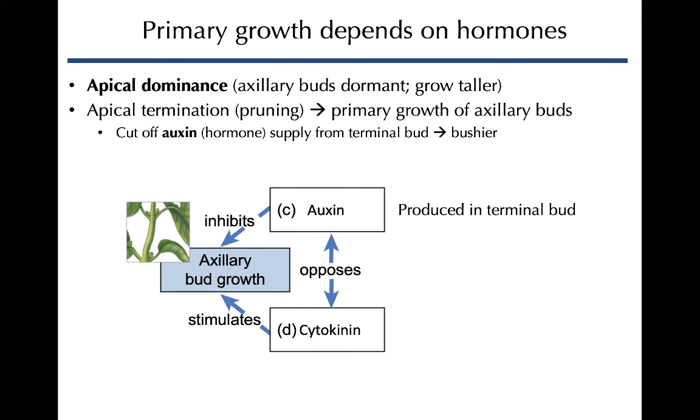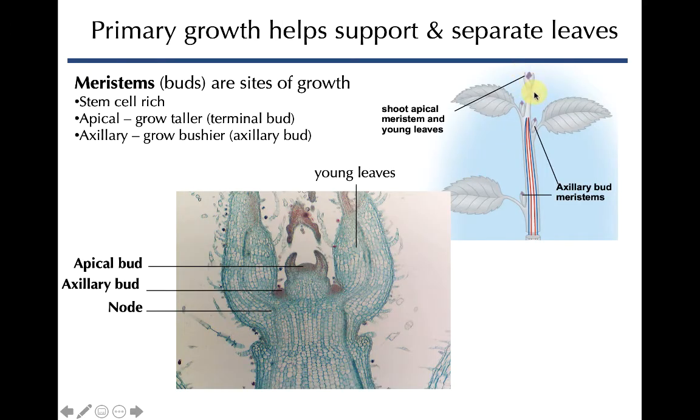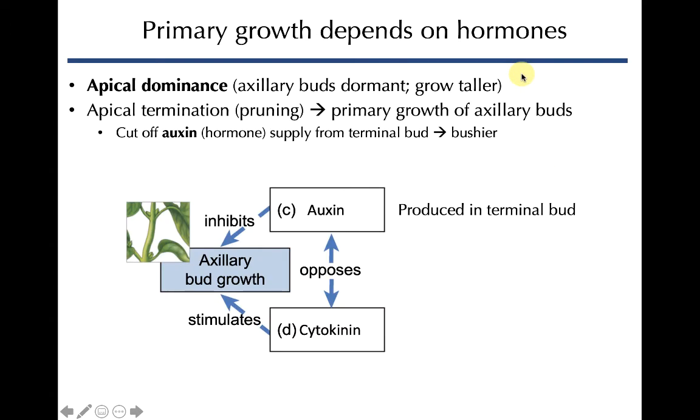Okay, so auxin is a hormone involved in many processes in the plants, and a lot of it's concentration dependent. In this case, what we're looking at is that in the terminal bud, which is this little guy here, auxin is produced there. And so that keeps it growing longer. And it prevents these axillary buds from growing.